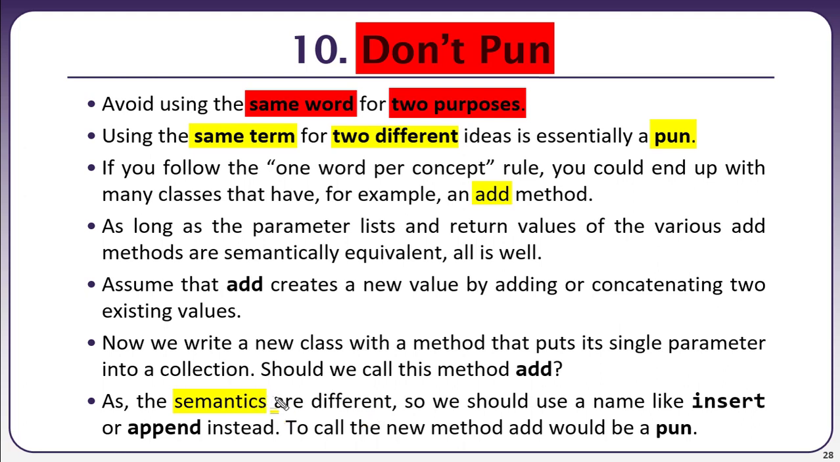So when the semantics are different, you should name them differently, like insert whenever you want to add a new record, and append when, for example, you want to have something new or some modification to the already existing record.